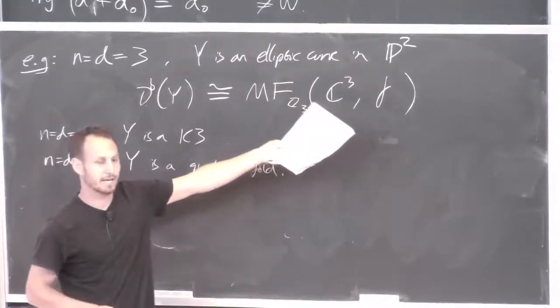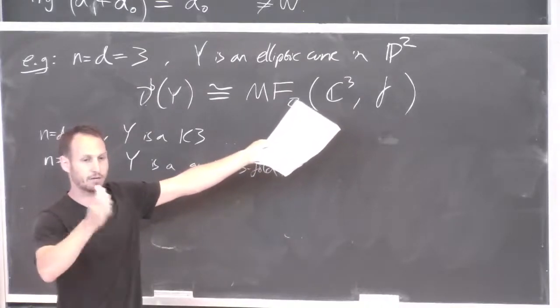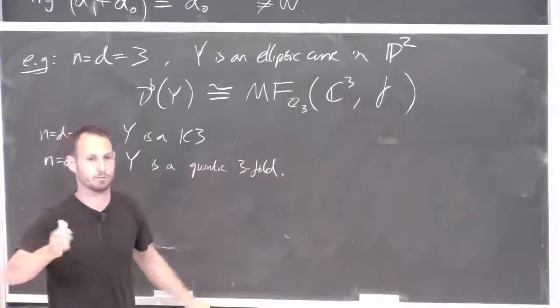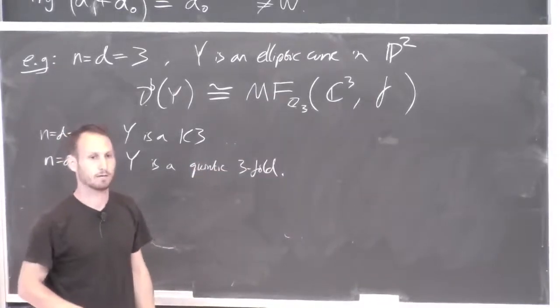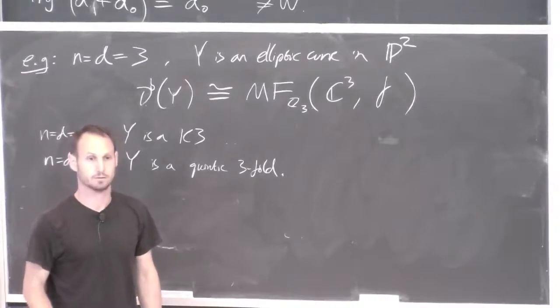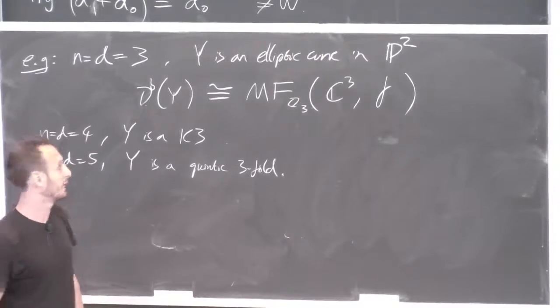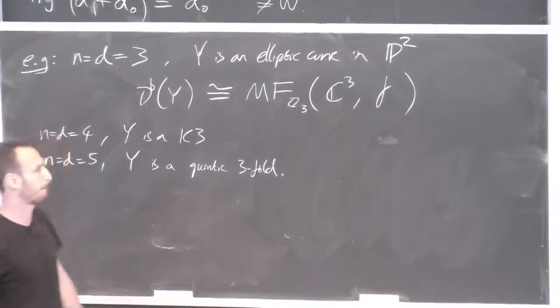Z3 is acting diagonally by cube root of unity. Right? You just act on every coordinate by some primitive cube root of unity. And then a cubic function would be invariant under that action. Yes, yeah, that's right.